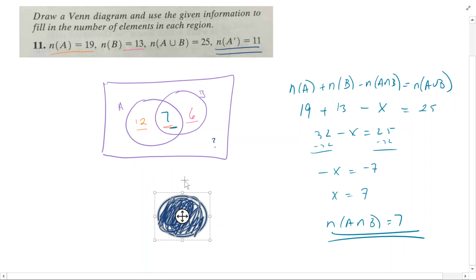So that means here I have 6, these two have to total 11, sorry, not 4, 5. 5 has to go here, so 6 plus 5 is 11. All right, so that's how you can fill in all the areas. Like I said, always want to start with the intersection if you can and work your way out.